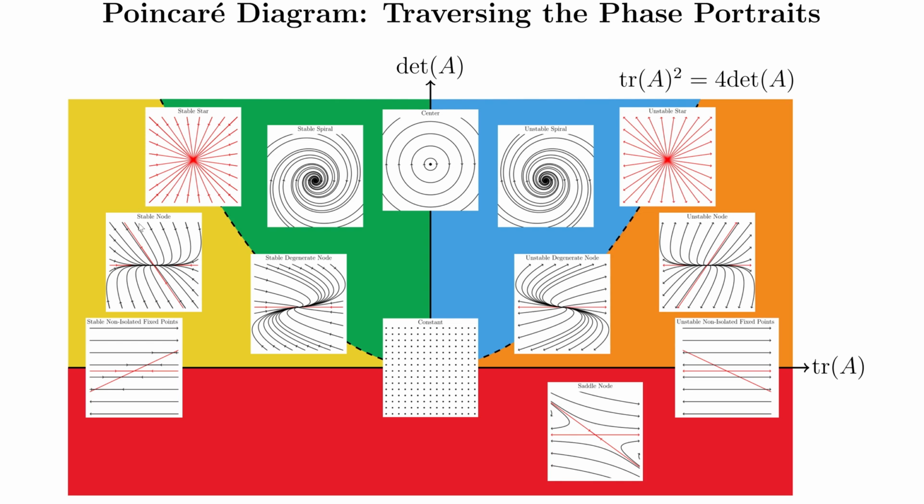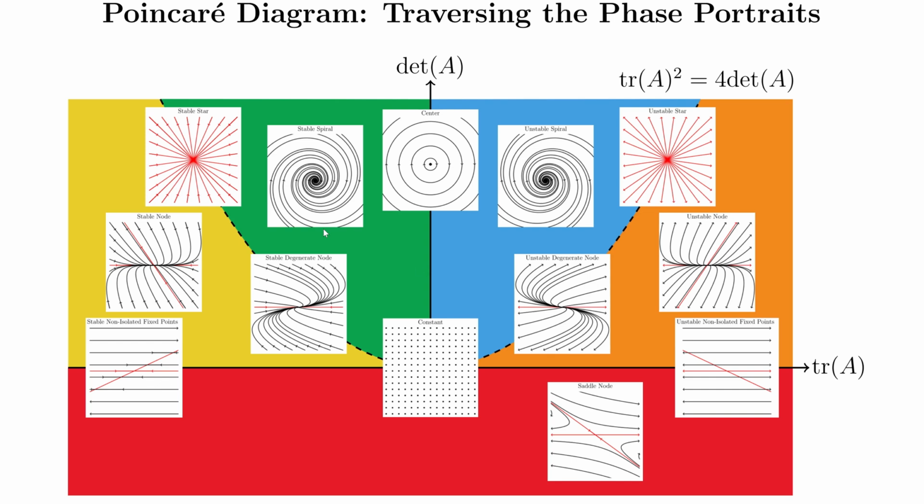So there's stars, there's nodes, there's degenerate nodes, there's spirals, there's non-isolated fixed points, there's centers, there's kind of a silly one that's a constant, and then there are stable and unstable counterparts. And so let's just get right to it. So we're going to do an animation of how these kind of morph into each other as you change the elements of the matrix. So we're going to start out at stable spiral.